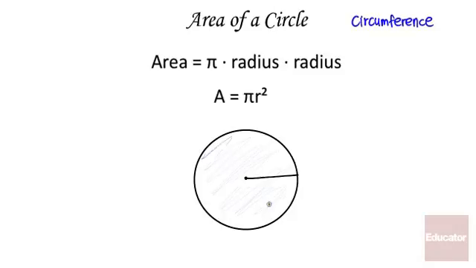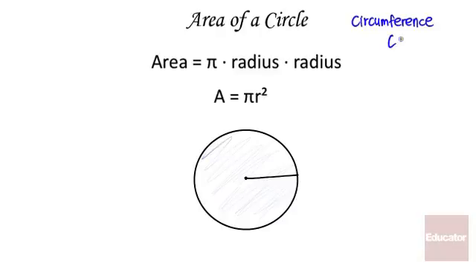Now the formula to find the area of a circle is pi times the radius again. So in other words, the area is pi r squared. Now be careful, this is not r times 2. It's an exponent, so that means it's r times itself. So it's r squared, radius times the radius.